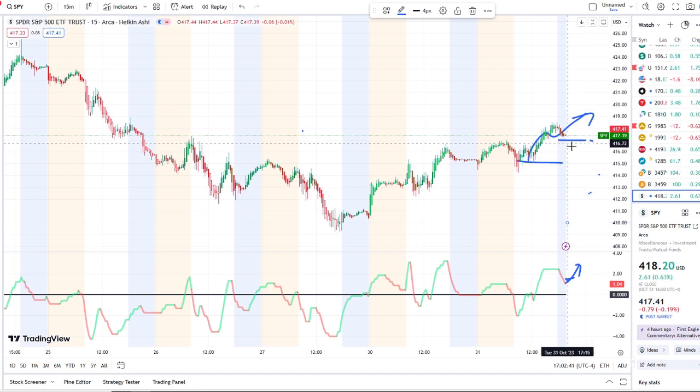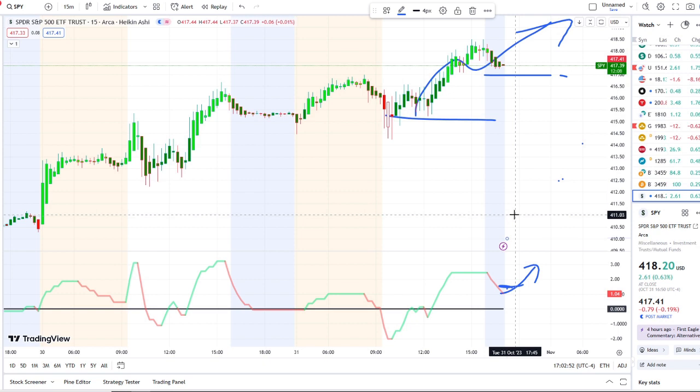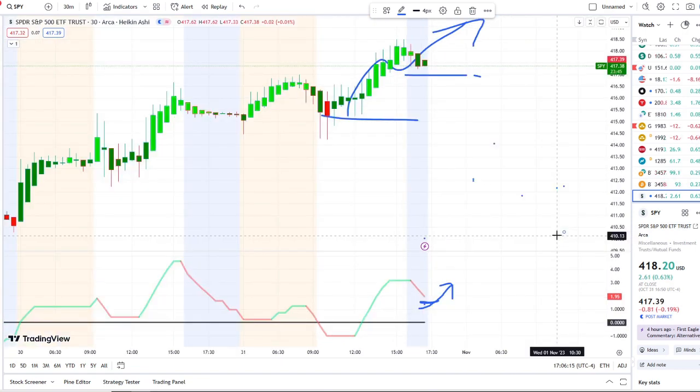And the first resistance is the 418.50 area. If that gets broken through, the next level I'll be watching is 421. And then above that is the 423 level. So these are the key levels I'll be watching to the upside and to the downside. The bull and bear indicators are going to be crucial, and these inflow versus outflows, I will be paying close attention to them going into tomorrow.